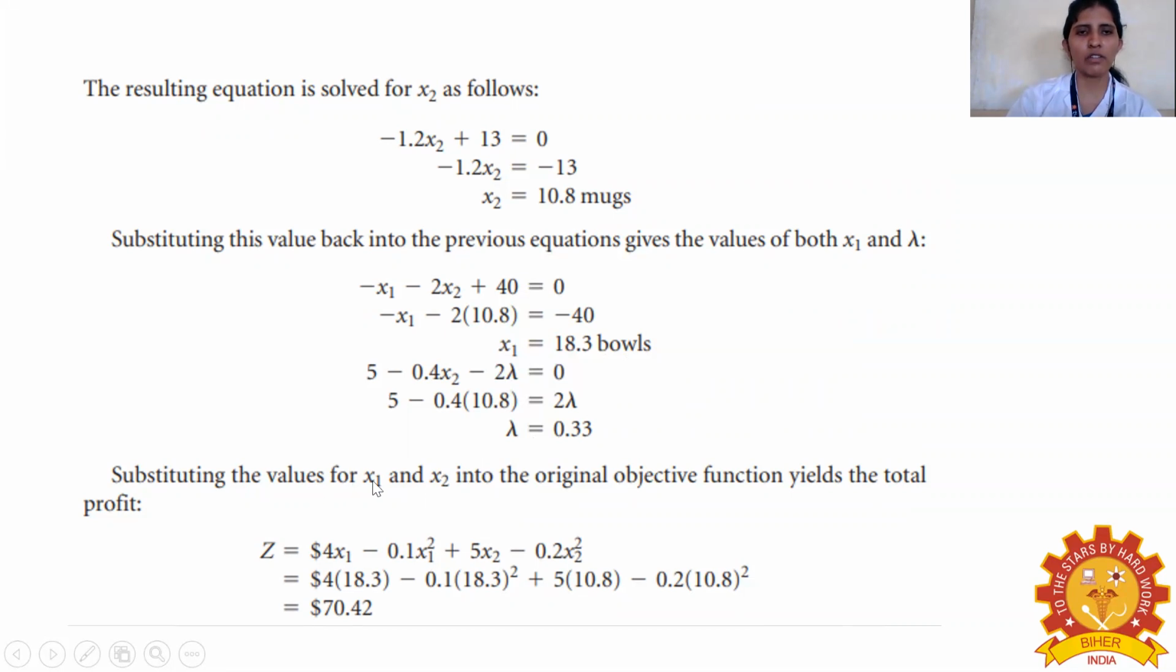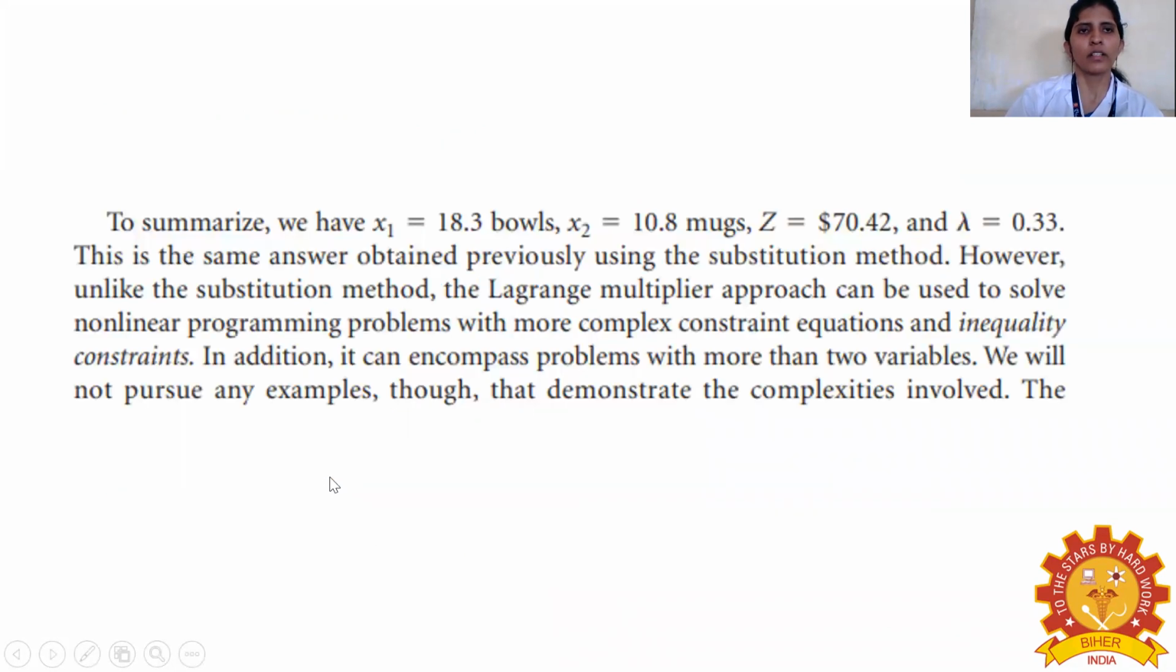Substituting the values for x1 and x2 into the original objective function yields the total profit. So finally, we substitute the x1, x2 and lambda values in the given objective function z, and the total outcome would be $70.42. To summarize, x1 is equal to 18.3 bowls, x2 is equal to 10.8 marks, the total profit is $70.42, and lambda is equal to 0.33. This is the same answer obtained previously using the substitution method.